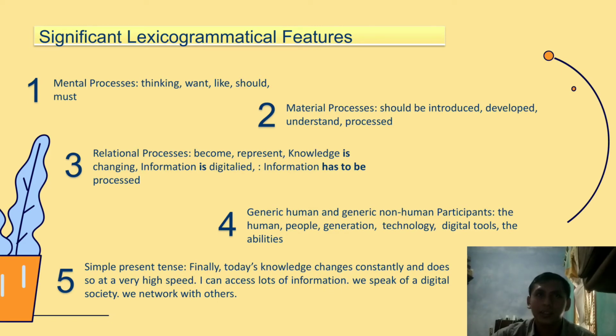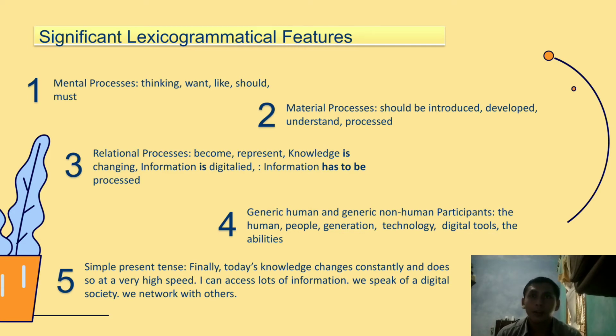The next is significant lexicogrammatical features. In the text, they use expressions like mental process expressions, like thinking, want, like, should, must. Second, they use material process expressions like should be introduced, develop, understand, and process. Third, relational process expressions like become, represent, knowledge is changing, information is digitalized, information has to be processed.